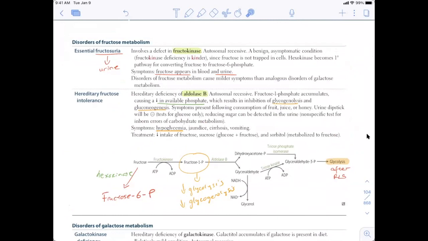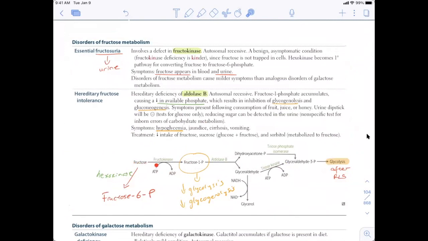The fructose side of things, you have two, just like galactose. You can have essential fructosuria, and you can also have your hereditary fructose intolerance. Two different spectrums. All right. But actually, before we even do all of that, let's take a look at the table.